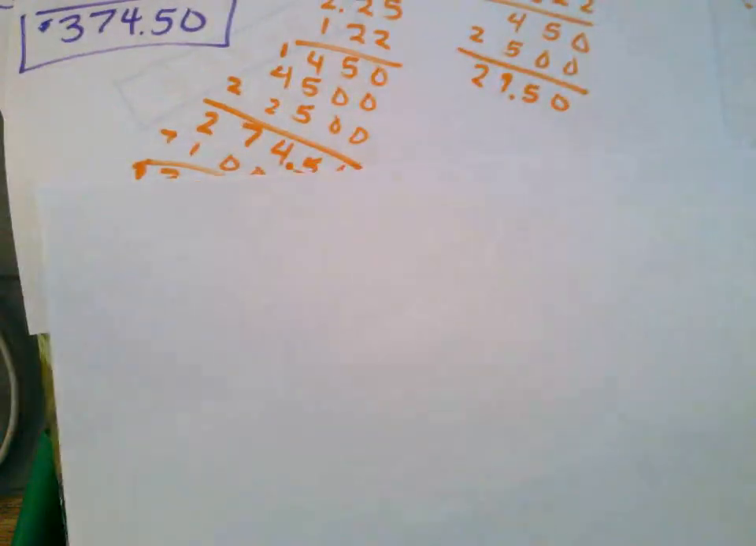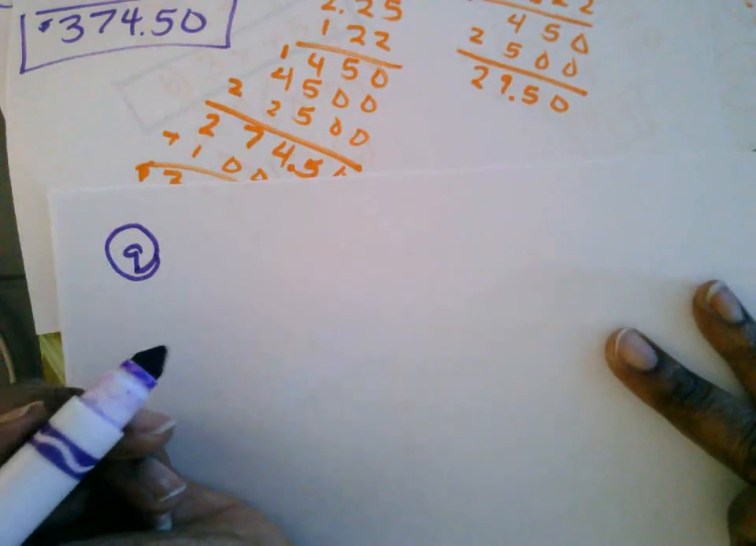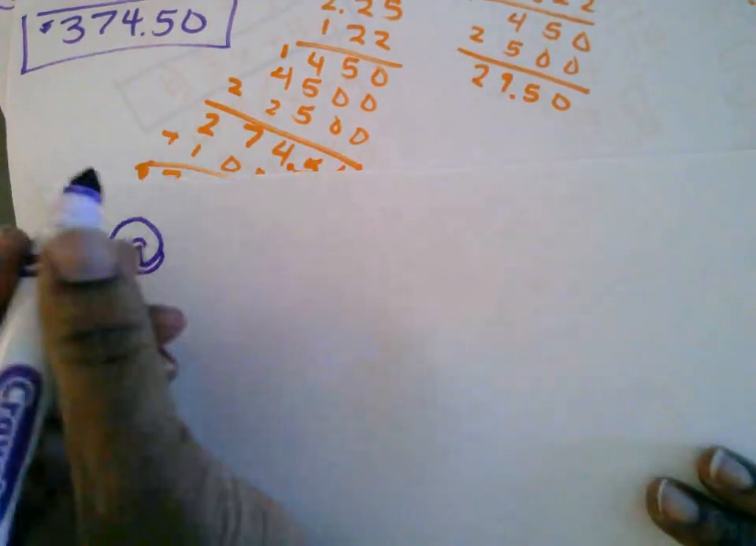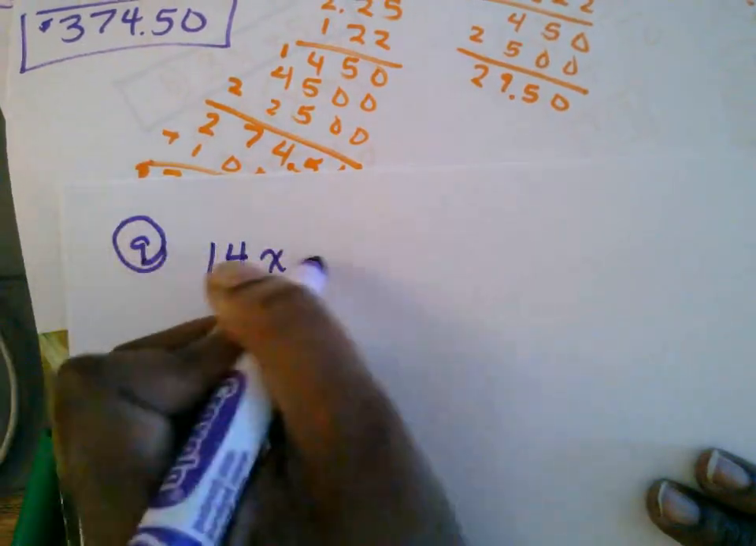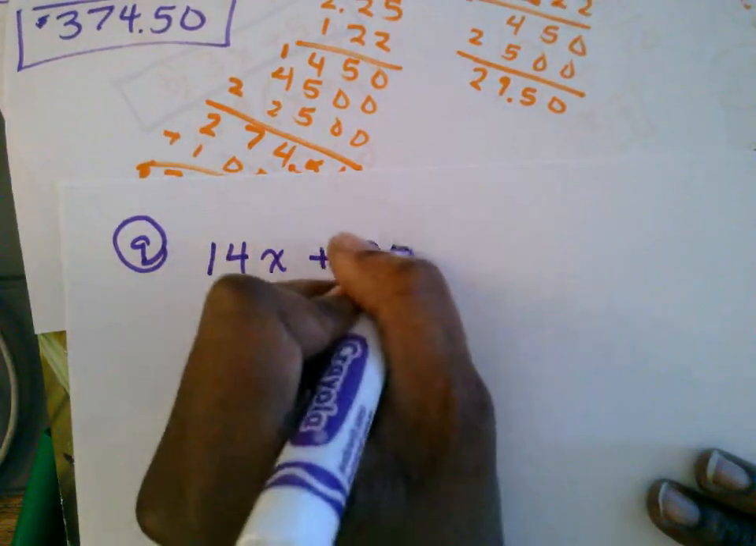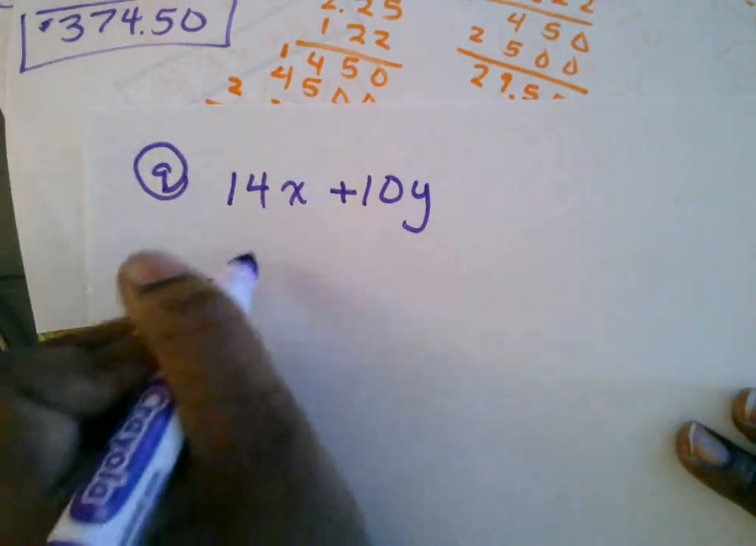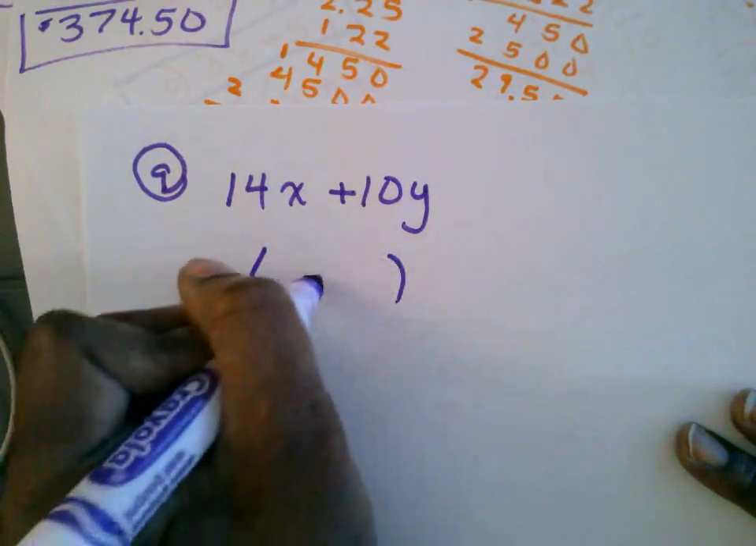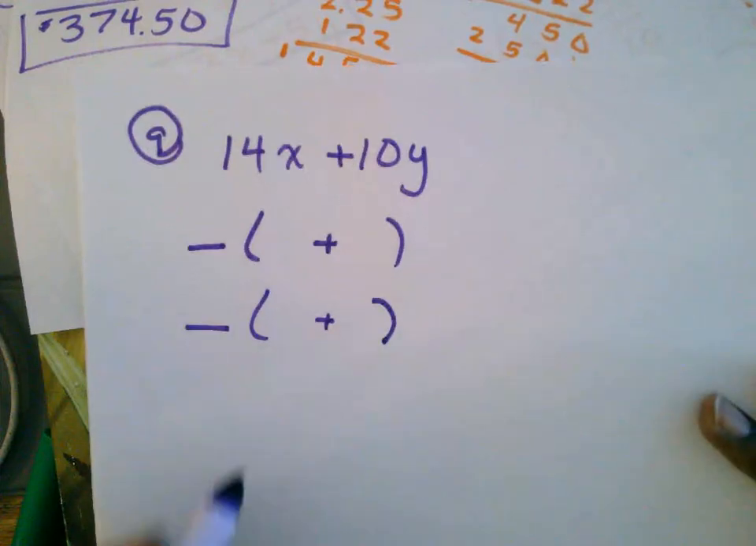All right, number 9. The expression is 14x plus 10y. And we want to write 3 equivalent expressions.